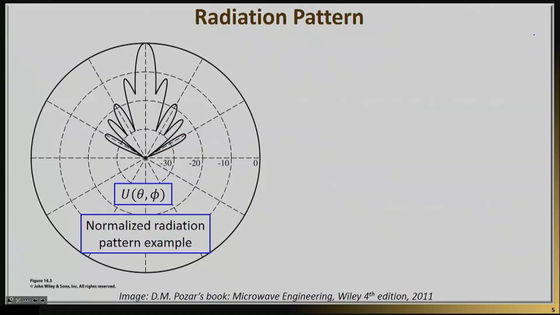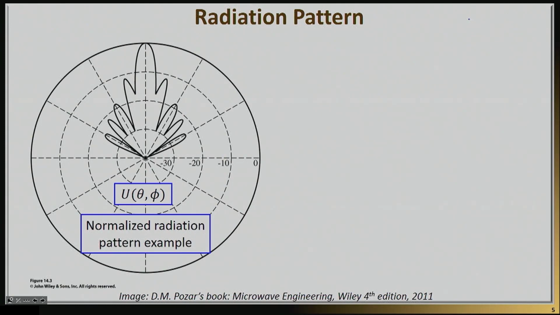In reality, antennas are not isotropic, as I just mentioned, and so they do have a preference. In fact, many times we want them to have a preference. We want them to radiate in one direction and not radiate in another direction. We usually indicate that by polar plots that we call radiation patterns.